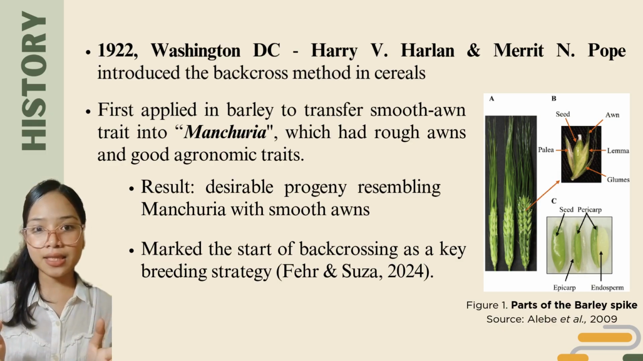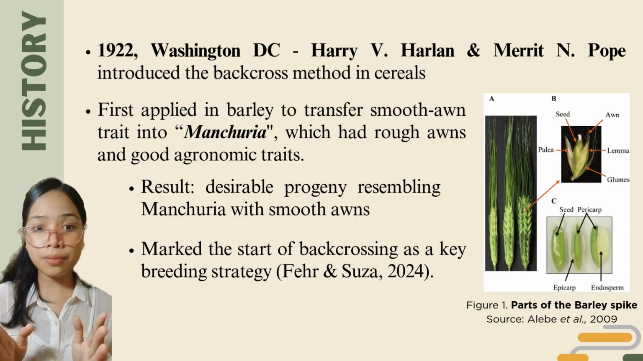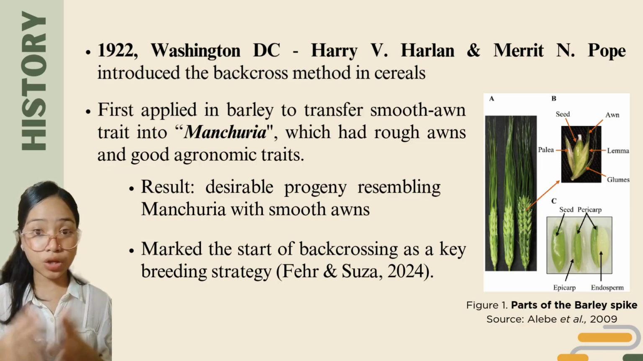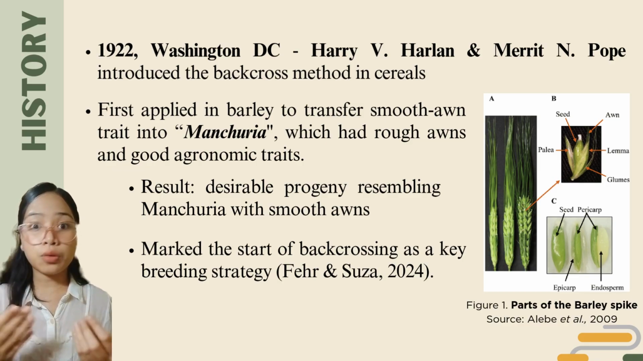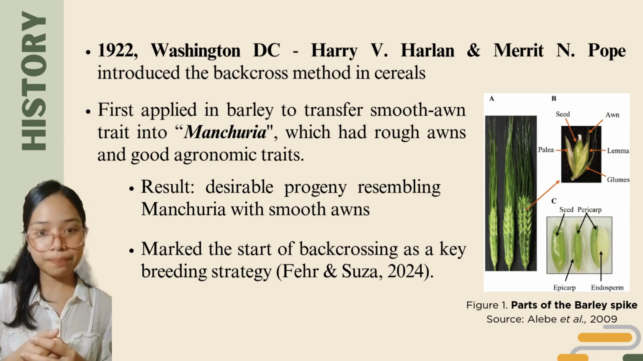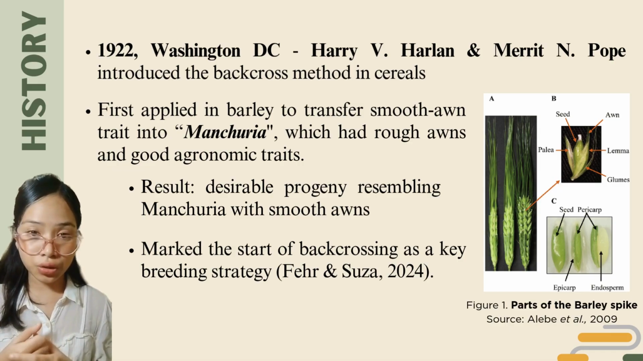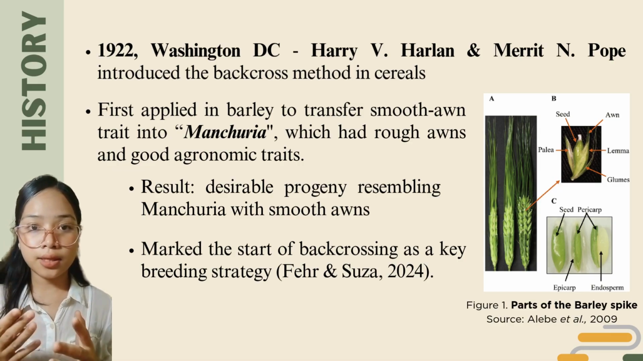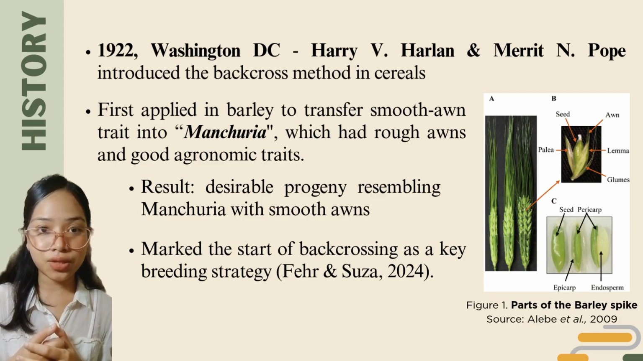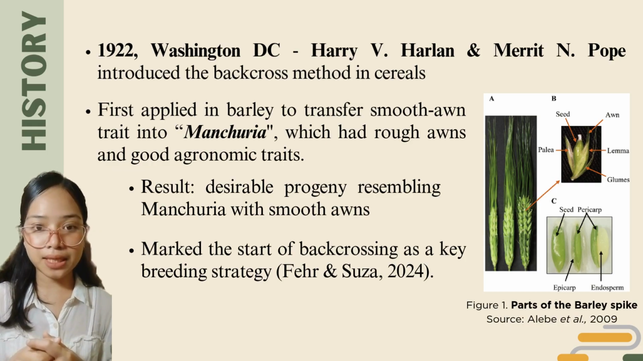And this success marked the beginning of backcrossing as a reliable and strategic method in crop improvement, a foundational step that shaped modern plant breeding. On the right side of the slide, you can see the spike and grain structure of barley, and this helps us visualize the trait they worked on during those early experiments.